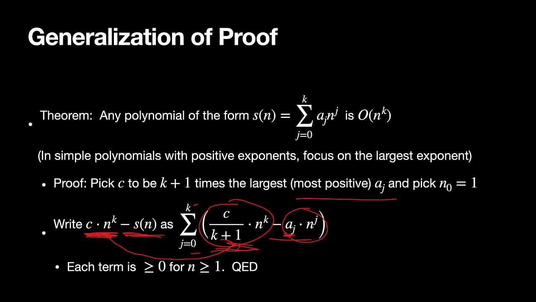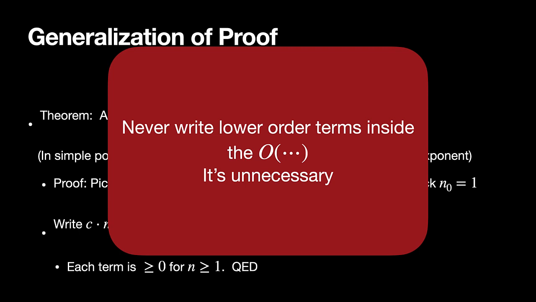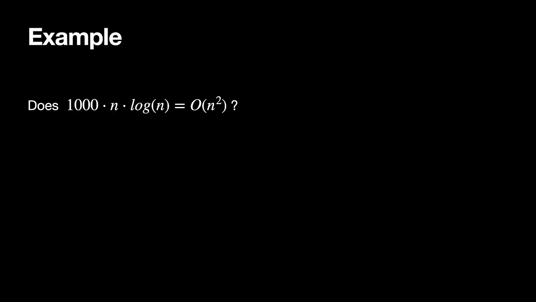Okay, long story short, what does this really show? At the end of the day, what it's really saying is that we don't have to write the lower order terms inside of the big O notation, that it's actually unnecessary. Okay, so let's take a look at another example.